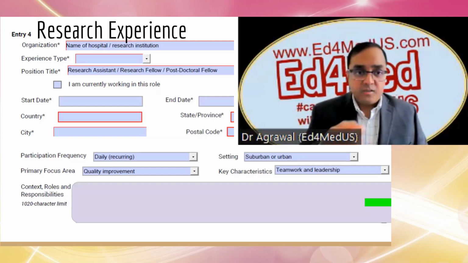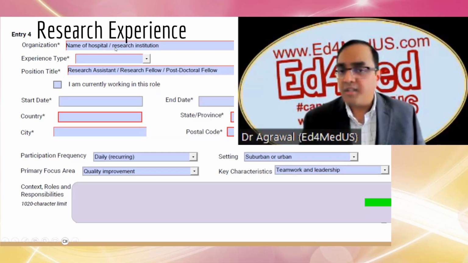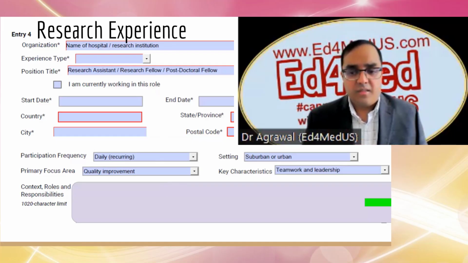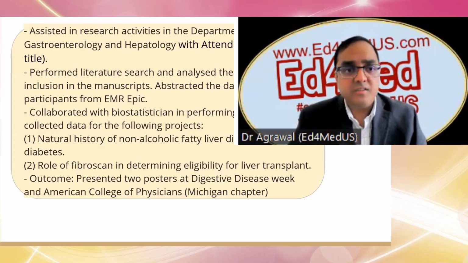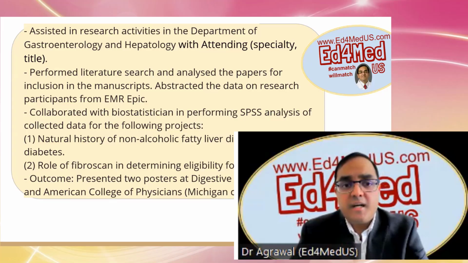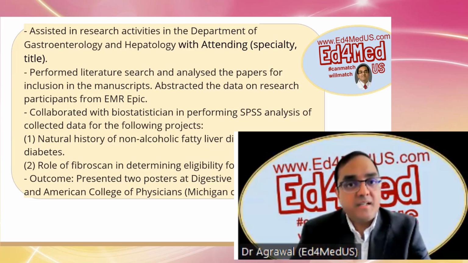Let's look at the fourth experience, which is going to be a research experience. So again, name of the hospital, research assistant. It will be nice if you can include specialty here. And again, daily recurring. This was something about quality improvement. So let's look at this. Now, this is shorter than the description of the clinical work experience. Assisted in research activities, GI and hepatology with attending, name of the attending. Just in case a program director might recognize the name of that attending, it's always nice to include their name. Performed literature search, analyzed the papers for the manuscripts, abstracted data on research from the EMR, EPIC.